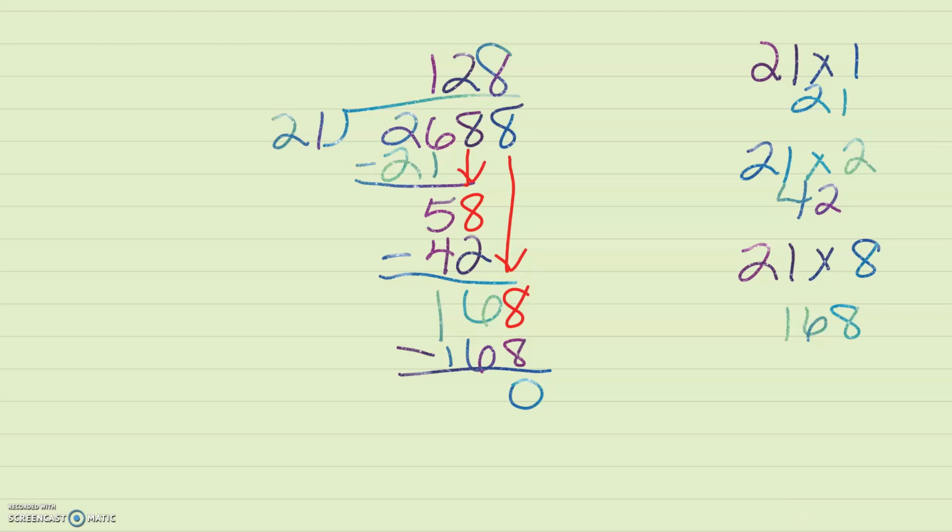The problems we are working today do not have remainders or need to be turned into decimal form. They are all whole number answers. So this is good that we came to 0. That means we could evenly divide 2,688 by 21, and it would be 128. I'm sorry, not 121, 128.